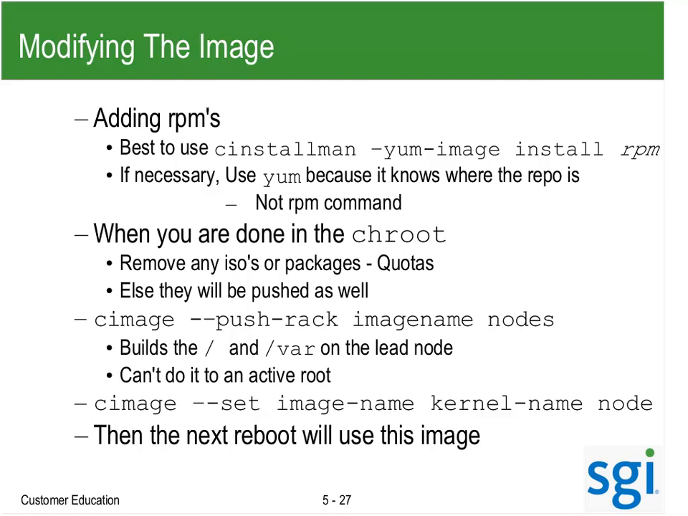You also cannot do a push-rack to an active node. Again, push rack is going to build the slash and the var on the lead node. And after we're done with the push rack with this new image, we do --set, new image name, kernel name that we want, and the node that we want it working on. And the next time we reboot, we use this image.